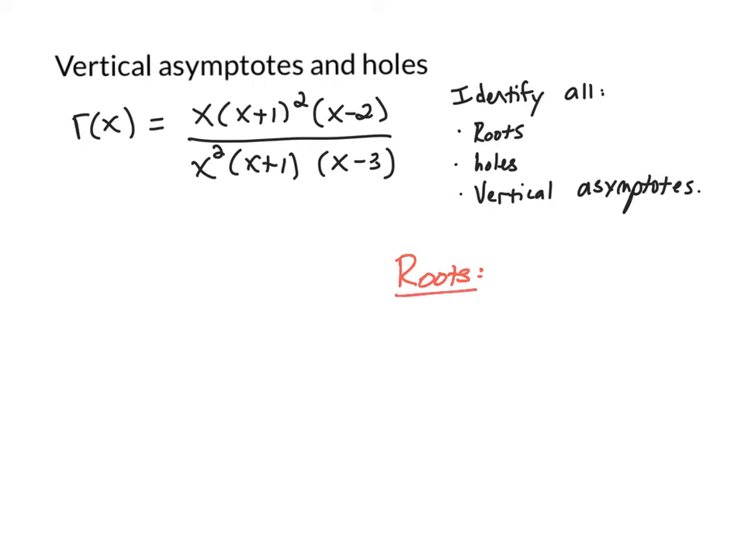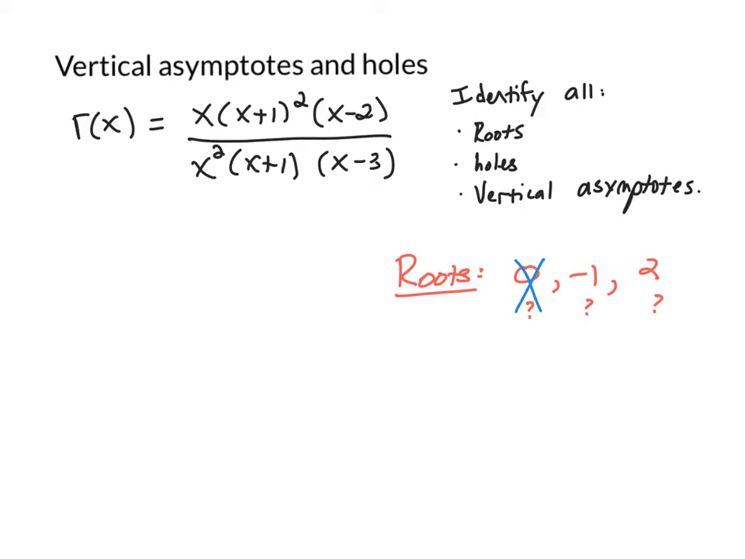are 0, -1, and 2. I'm going to put little question marks under these because they're candidates. These are things that are possibilities. And so what I'm going to do is quickly go down into my denominator and say, well, 0 also appears down here. So this is not a root. It's going to be something else. Since it appears in the denominator, it's either going to be a hole or a vertical asymptote. So we'll think about those.